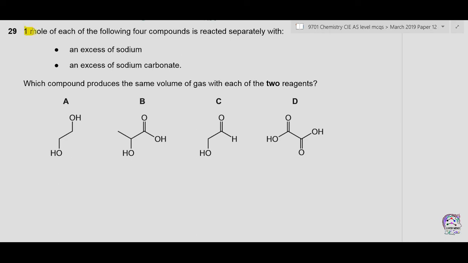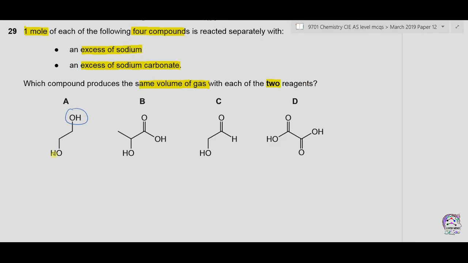Question number 29. 1 mole of each of the following 4 compounds is reacted separately with number 1, an excess of sodium, number 2, an excess of sodium carbonate. Which compound produces the same volume of gas with each of the 2 reagents? Let's move towards the options.